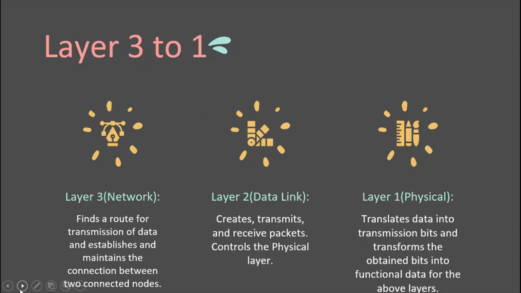Layer 3 to 1. Layer 3, network, finds a route for transmission of data and establishes and maintains the connection between two connected nodes. Layer 2, data link, creates, transmits, and receives packets, and controls the physical layer. Layer 1, physical, translates data into transmission bits and transforms the obtained bits into functional data for the above layers.